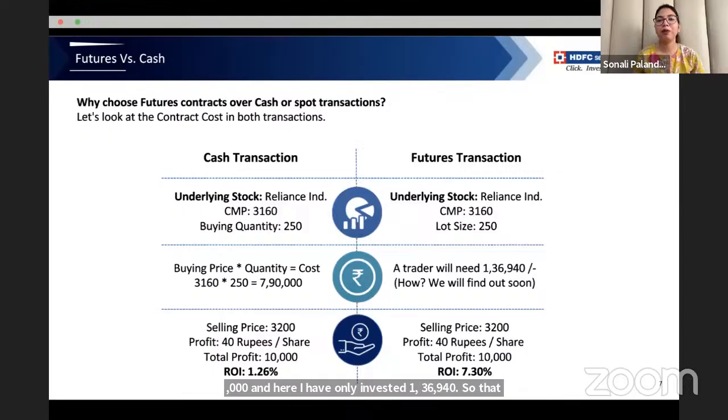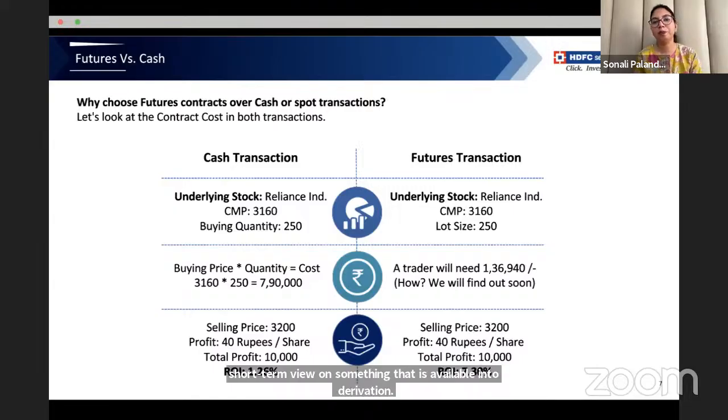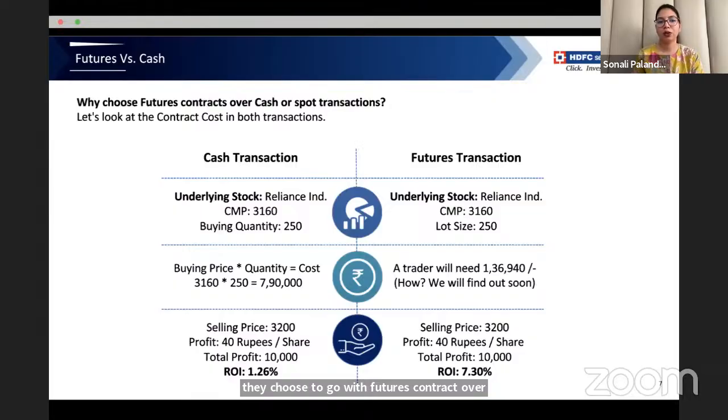That is why if people have a short-term view on something that is available in derivatives, they choose to go with the futures contract over the cash. Okay, so that's the only reason. So if I have 8 lakhs, I can get multiple lots of futures in the same amount rather than getting just 250 quantity, right? So the cost efficiency comes into the picture with the futures transaction.